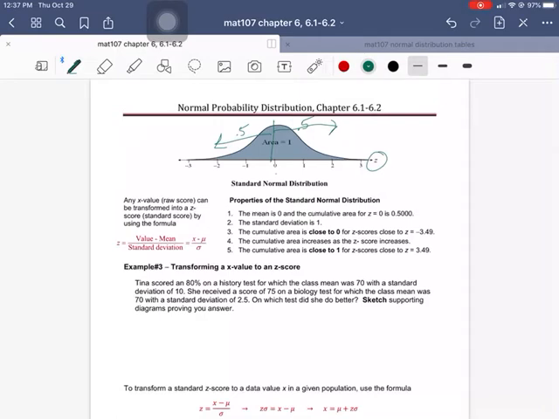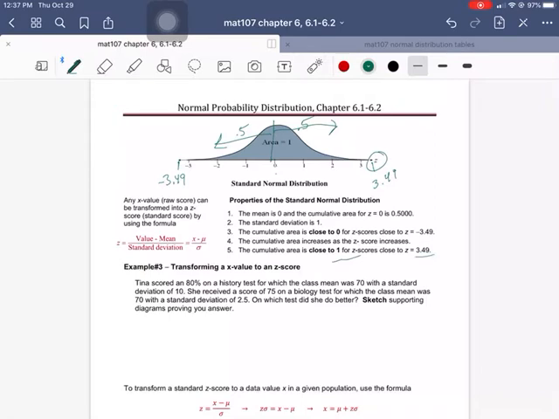Look at the scale on the end here. Right about here, they're saying it goes to negative, kind of 3.5. This goes to about positive 3.5. Cumulative area close to 1 is at these halves.